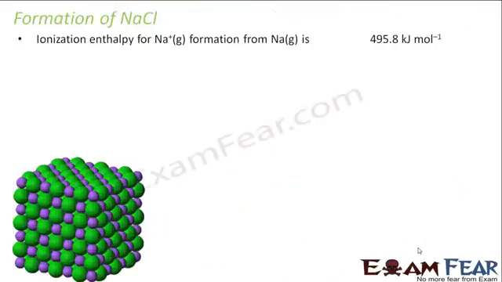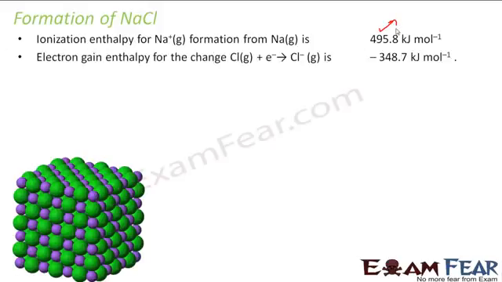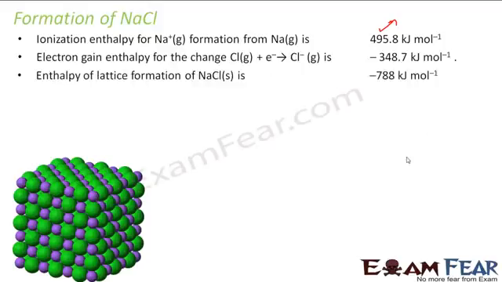Let's take the formation of NaCl. So ionization enthalpy in this case is, that means to become Na plus, it needs 495 kilojoule per mole. Electron gain enthalpy is this much, that means it emitted this much energy.